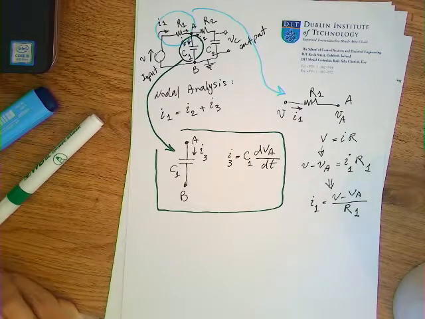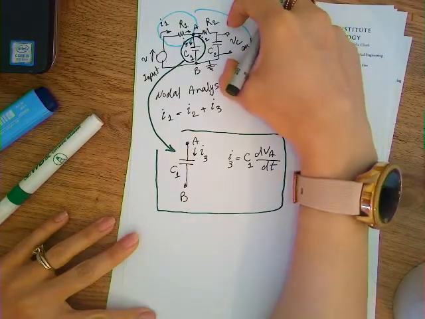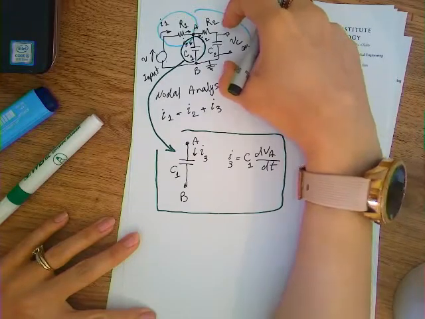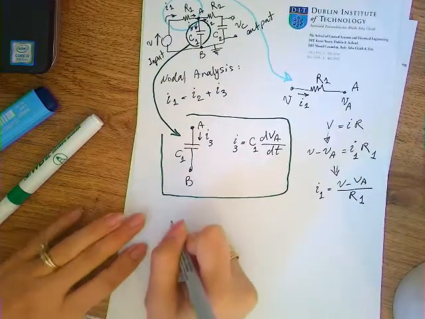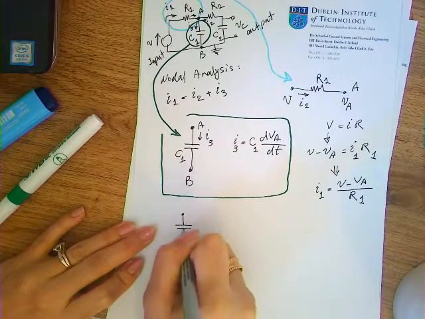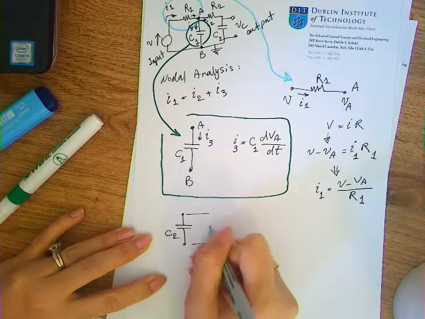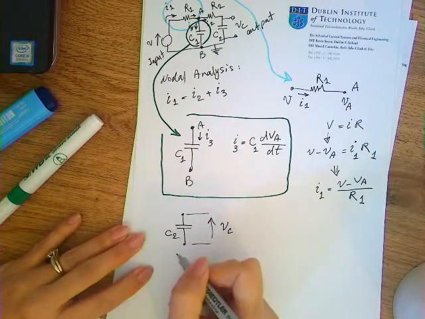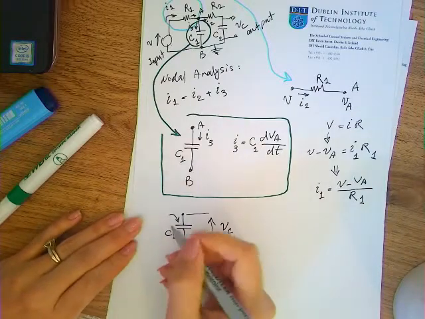Now, I want to look at C2. So what can I write about C2? This is particularly important because the voltage across C2 is our output. So we really want that. If I just draw it, this is C2 and the voltage is VC, our output, and the current that is flowing through this capacitor is called I2.